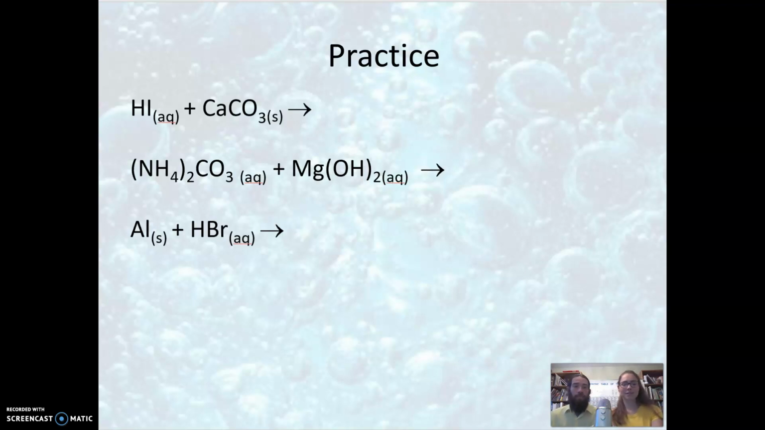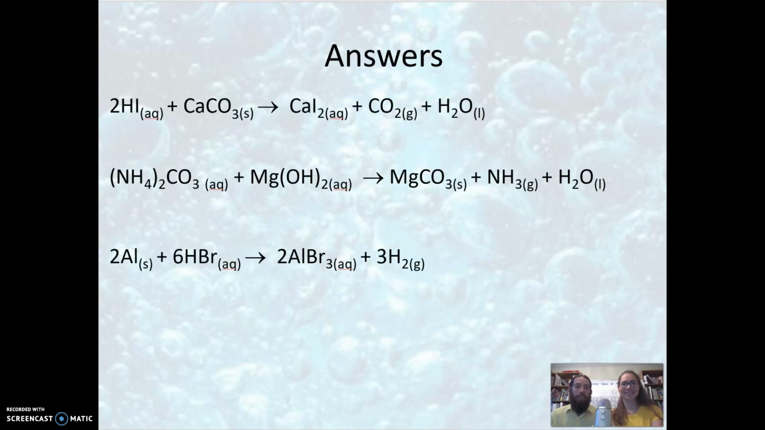Here comes the answers. There they are. That bottom one was a little bit tricky to balance, wasn't it? That looks like a balancing nightmare. Nah, it wasn't really a nightmare, but it was tricky. It took a little bit of time.